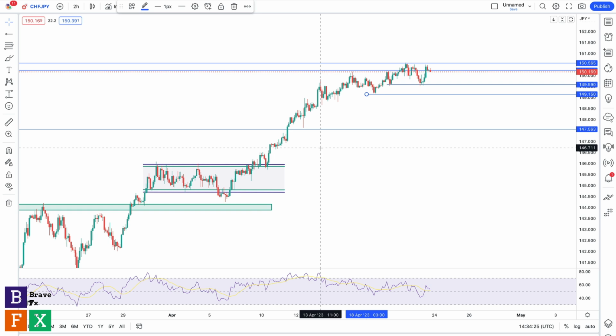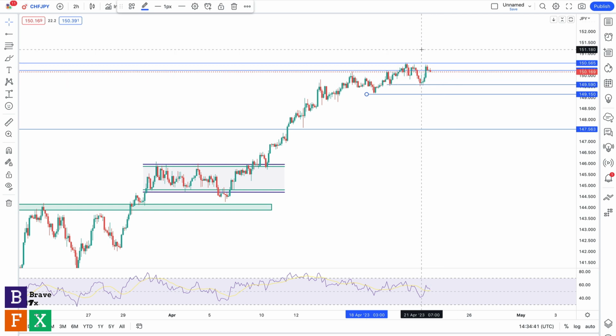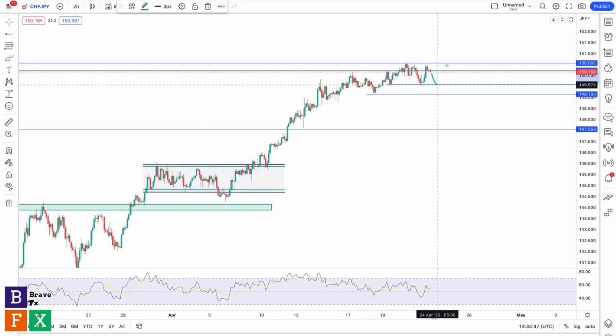So because we went into the resistance level gradually, creating a series of higher highs and higher lows, it means the bulls have more strength to push the price above the resistance level, and this would eventually give us an explosive breakout of this resistance level. So that's the reason why. To go long, I'm just going to wait for a little bit more consolidation when the market opens. So a consolidation and then a bullish breakout. This would be my scenario to go long on CHF-JPY.